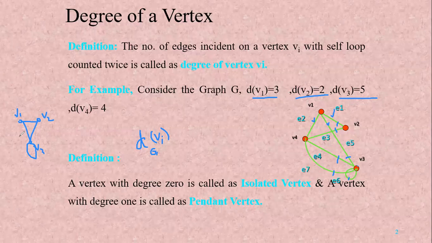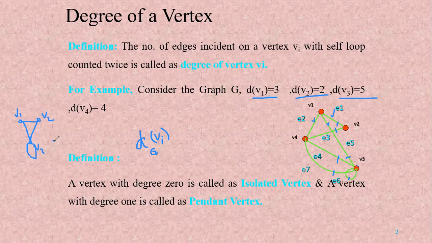Next definition, isolated vertex. Suppose one vertex with degree 0 is called an isolated vertex. Suppose here are vertices V1, V2, V3 and one more vertex, that is V4. No edge is connected to this vertex. Therefore, the degree of this vertex is 0. This vertex is called an isolated vertex.